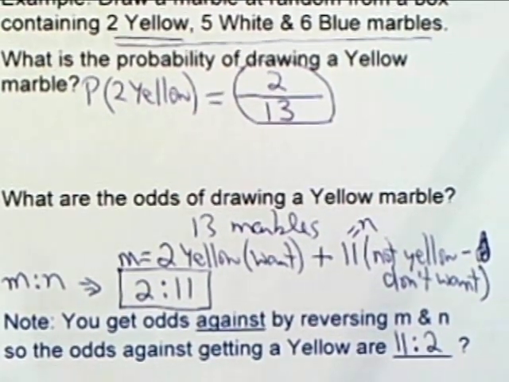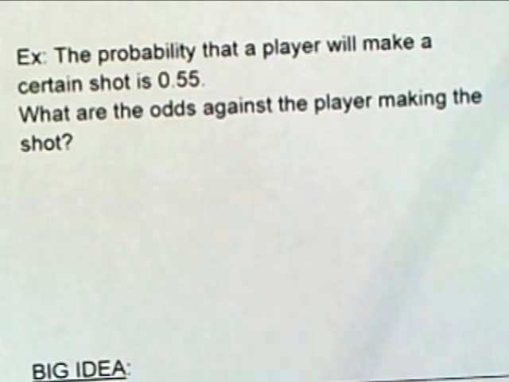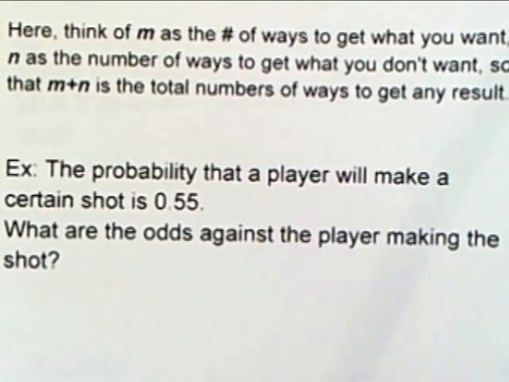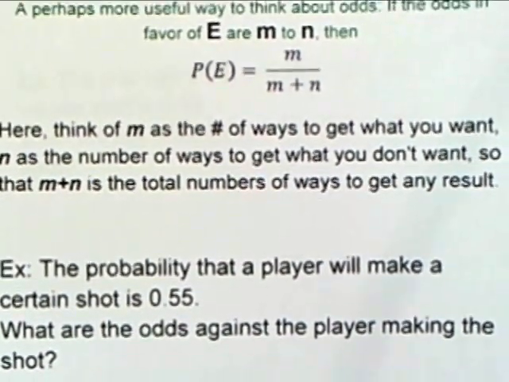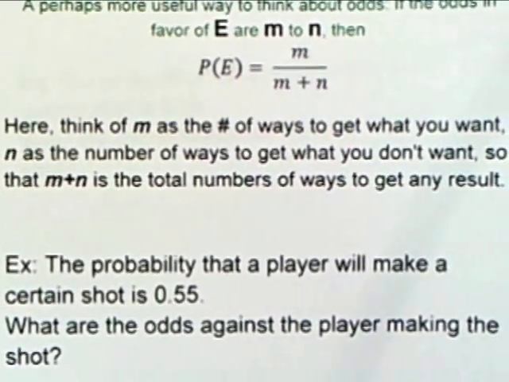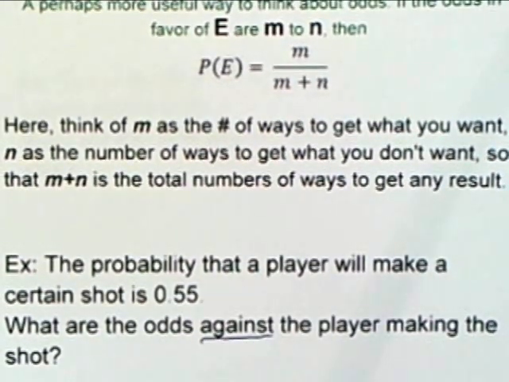Okay, let's do another one. In this problem, I know that the probability that a player will make a certain shot is 0.55, and I want to know what the odds are against the player making the shot. So first of all, I'm looking for odds against. I'm not going to worry too much about that yet. I'm just going to go ahead and do the odds in favor of, and then I'll just take the reciprocal.